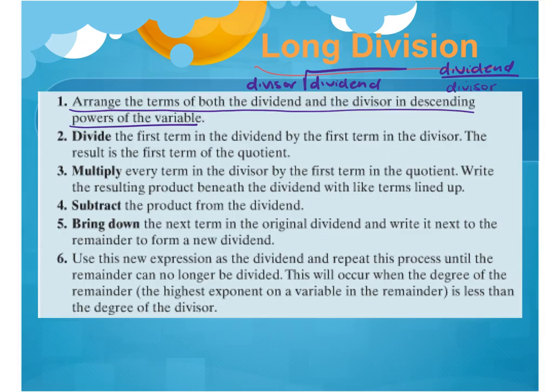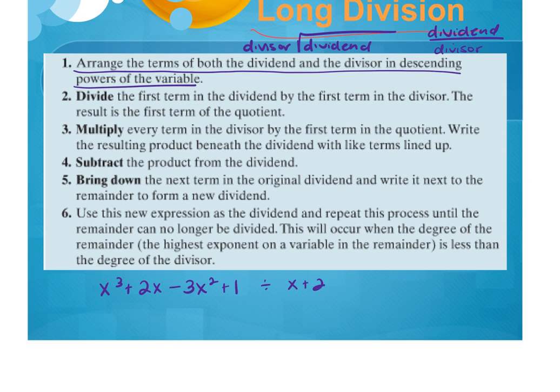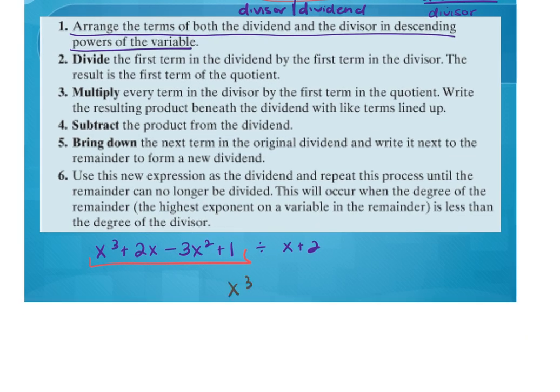So what we're going to do is take our expression. Let's say I've got x to the third plus 2x minus 3x squared plus 1, and I want to divide it by x plus 2. The first thing I'm going to do is rearrange them in descending powers. This first one is not in descending powers. It starts with x to the third, but then it jumps to x to the first. So we would have to rewrite that as x to the third minus 3x squared plus 2x plus 1. I have to do the same thing with the divisor. This time there's only 2 terms, but if there were 3, I would make sure it was in descending degree order.